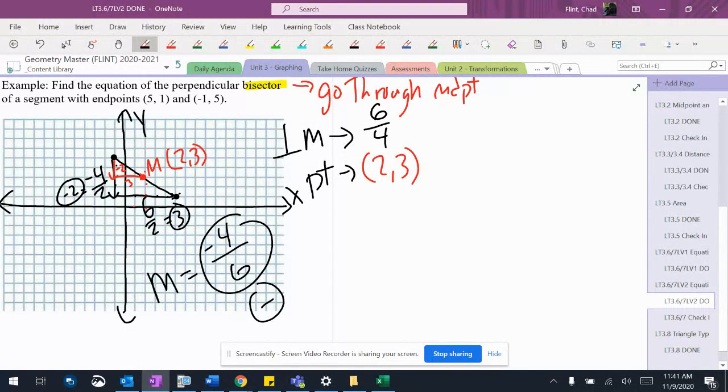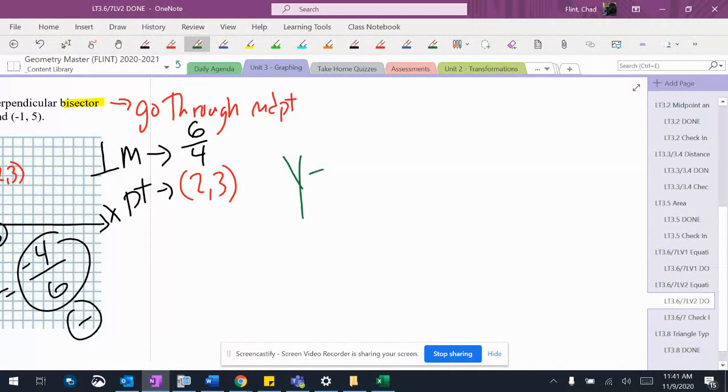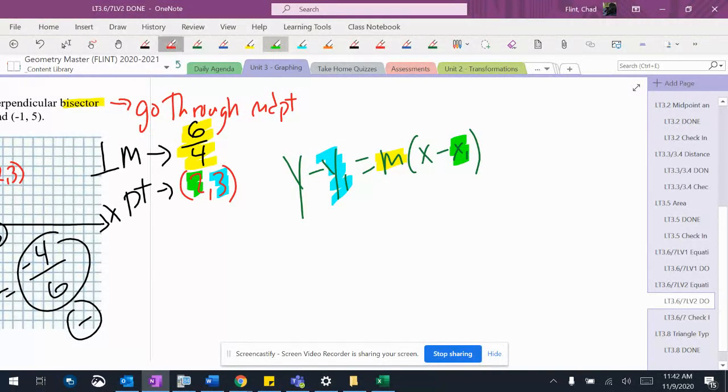So I have to do all of that work leading up to actually putting this into the equation: y minus y1 equals m times x minus x1. Again, I'll color code these here. There's my slope, the perpendicular slope. There's my y1. There's my x1. I'm going to put those in. So y minus 3 equals 6/4 times x minus 2.